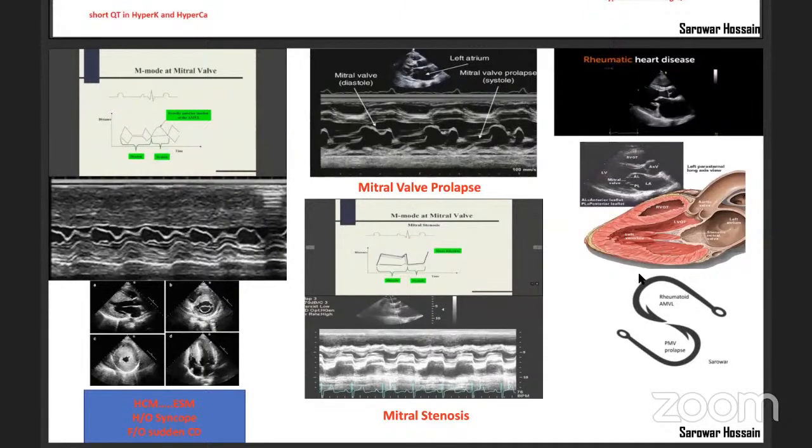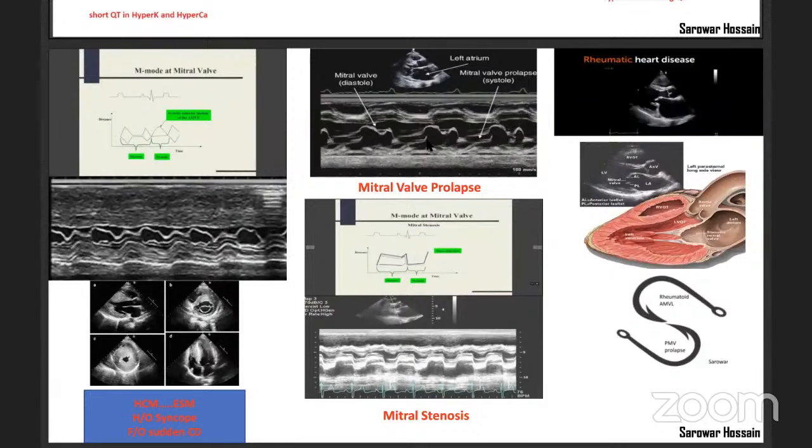Okay. So next one, what they're trying to show, I think this is same thing only. This is also hockey stick only. I don't know what they're trying to show here. So next we'll go to mitral valve prolapse.